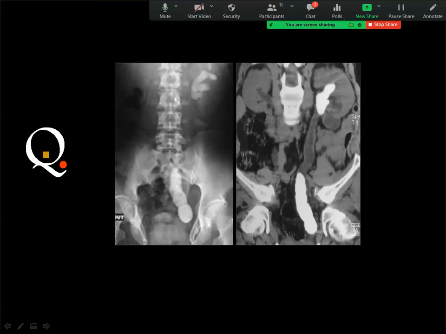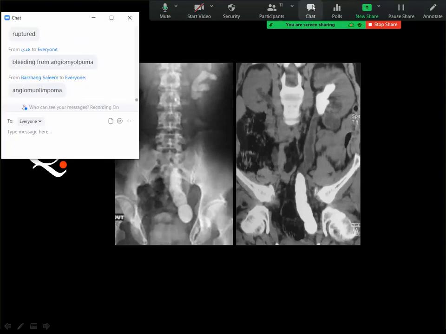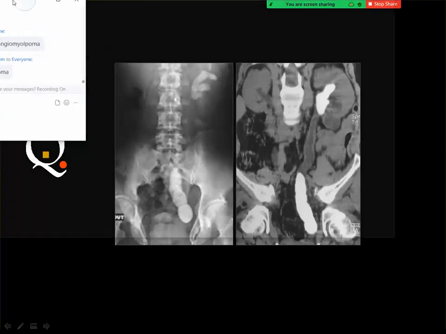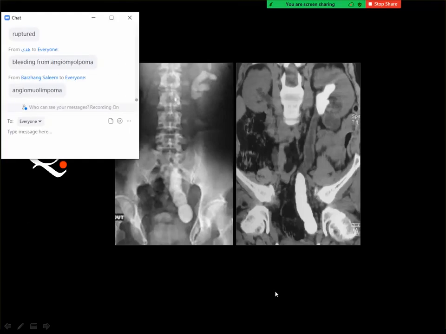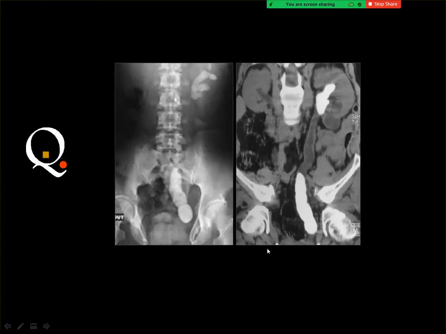The next case is the plain film and the CTU of the abdomen. Yes, and actually, I presented this case to show you that there is no limit for the size of renal or ureteric or vesical stones.